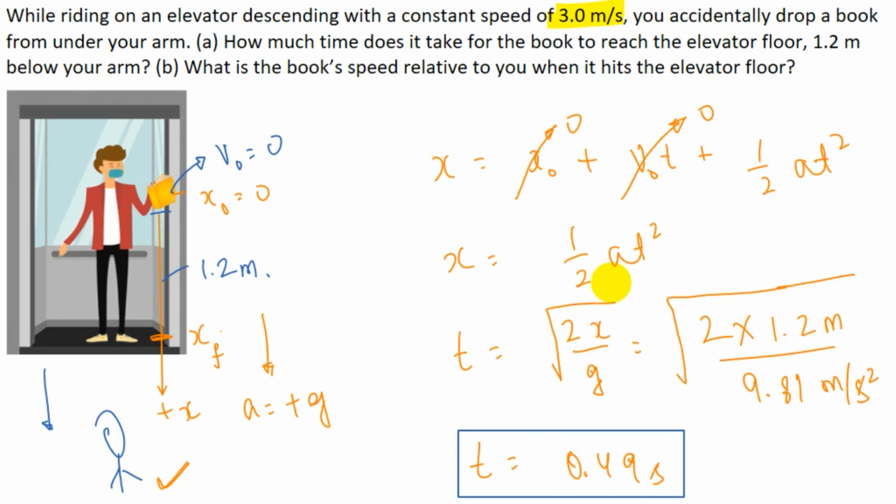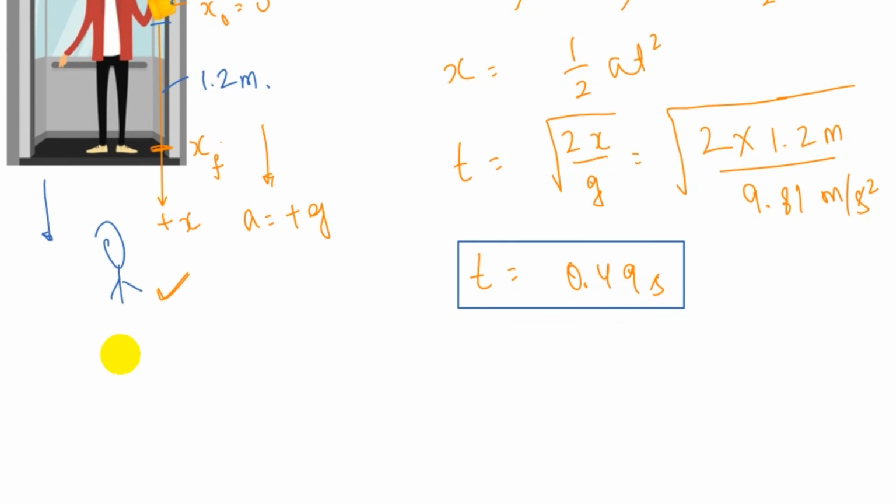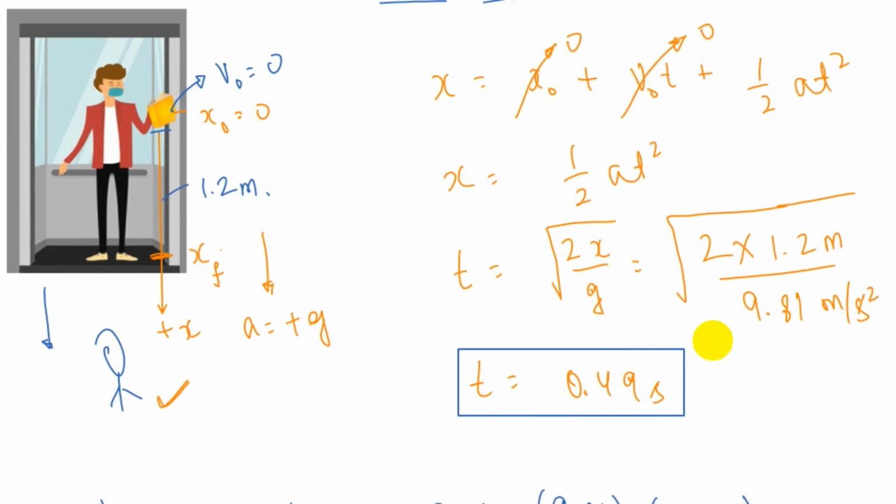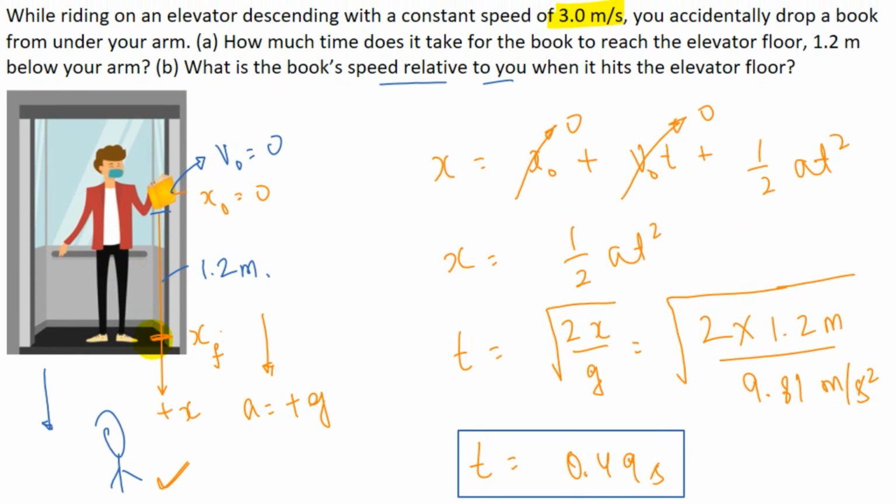Now next in the B part we need to find the book's speed relative to you when it hits the elevator floor. It's very simple. We can use this equation: v equals v0 plus a t. So v0 is 0, a in this case is g, which is 9.81, and time is 0.49, because we need to calculate the velocity of the book just when it reaches the floor, and the time taken by the book to reach the floor is 0.49.